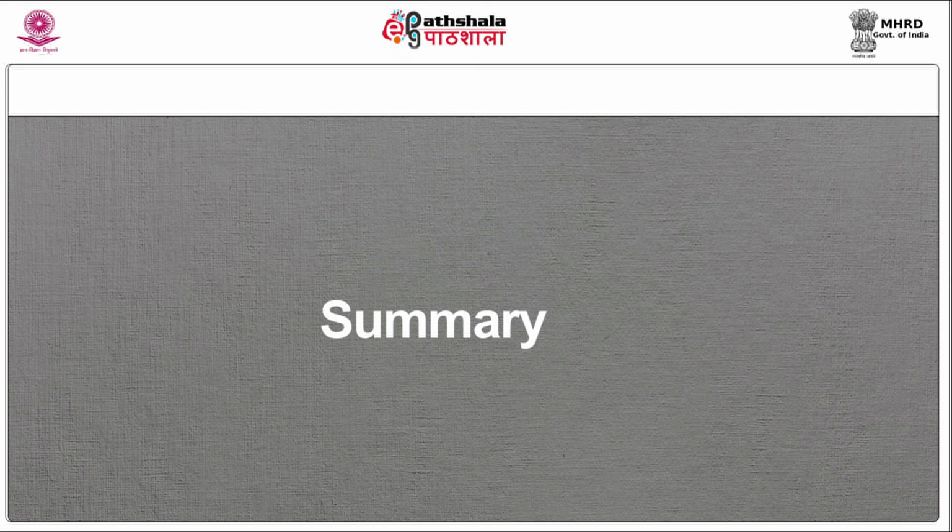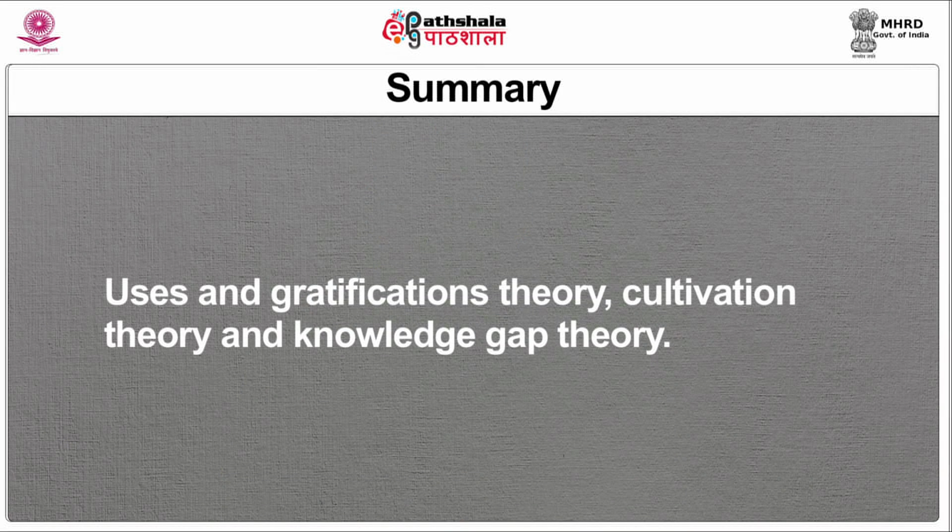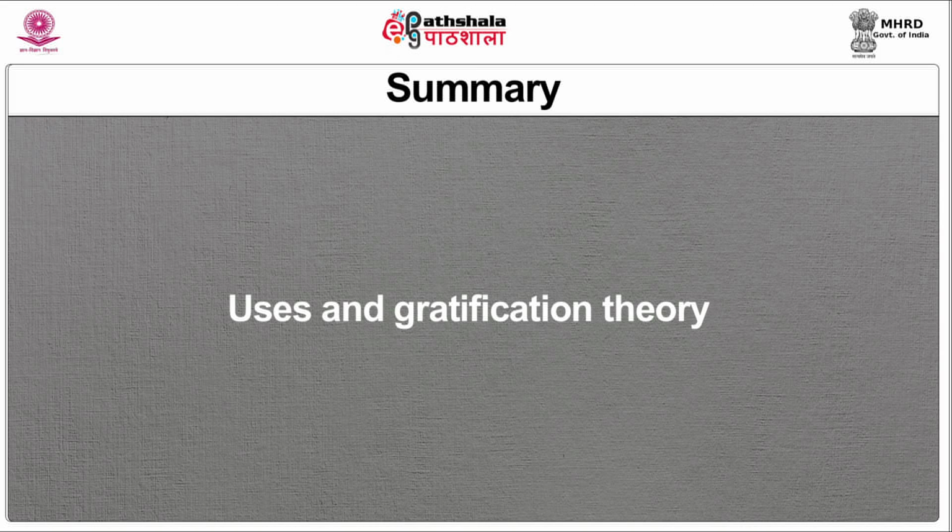Summary. Now let us summarize what we have discussed. Firstly, we discussed the three major theories about the dynamics of media and audience interrelationship: uses and gratifications theory, cultivation theory, and knowledge gap theory. Uses and gratifications theory is based on the idea that audiences who use media seek a certain gratification from it. The theory states that people choose their media on purpose.